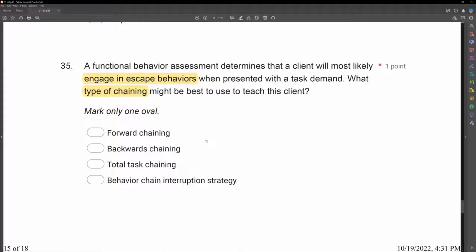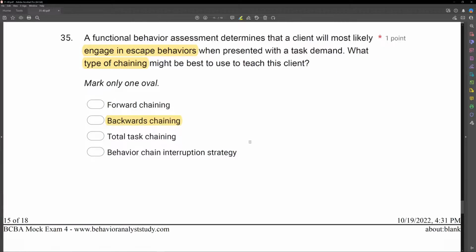Now, do we pick B and move on? Nope. We read all of our answer choices. So, C, total task chaining. Well, total task chaining is probably going to be the worst, considering they need to complete the entire task, and we already know they engage in escape behaviors. And then behavior chain interruption strategy. Well, once we teach the chain, maybe we can start to interrupt and evoke some novel responses. But for now, teaching this chain, and we know they engage in escape, let's use it to our advantage, use a backwards chaining procedure. That way, whenever they complete a step, they're free.